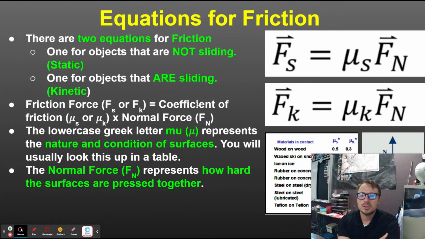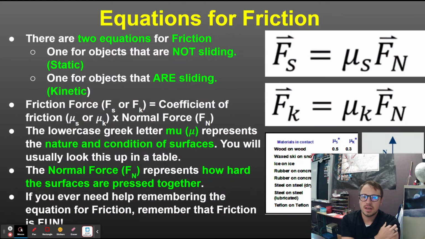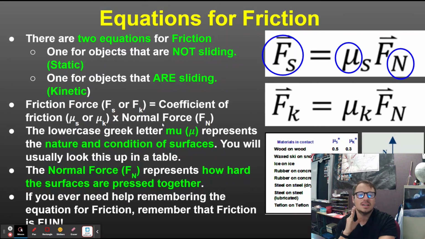Now, the normal force represents how hard the surfaces are pressed together. And I always joke around and say, if you ever need help remembering the equation for friction, remember that friction is fun, right? So just a little joke there.